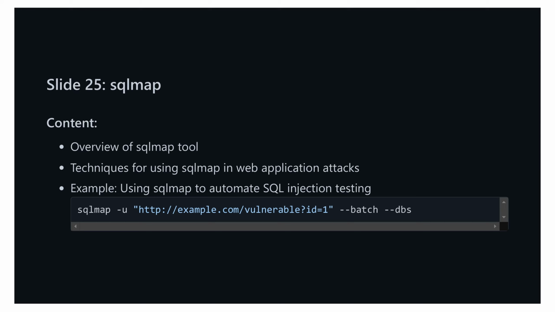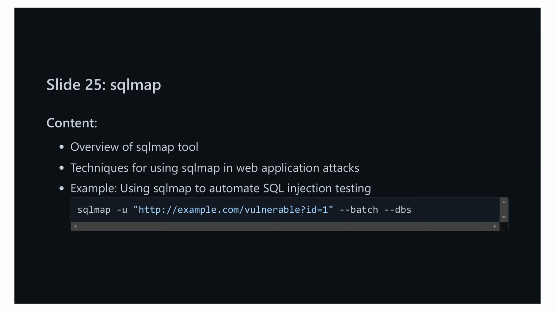The -batch option allows SQLmap to run without requiring interactive user input, and -dbs enumerates available databases on the server. In the upcoming slide, we will discuss two more directory brute forcing tools, GoBuster and Dirbuster. We'll examine their functionalities, techniques for application in web attacks, and a practical example using GoBuster.